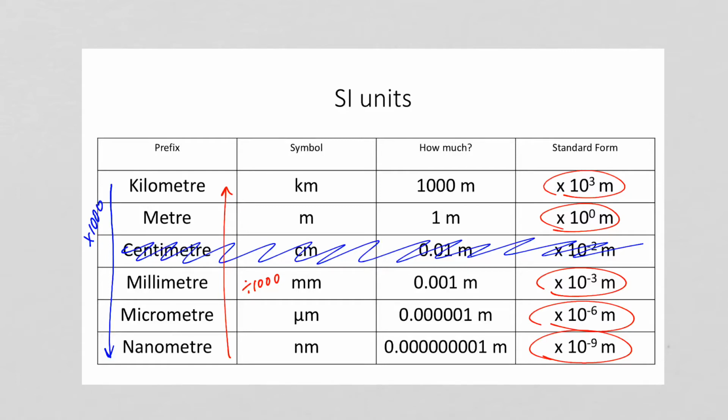For example, if I was going from millimeters to meters, I would divide by 1,000. If I was going from micrometers to nanometers, I would multiply by 1,000. And if I was going from kilometers to millimeters, I would multiply by 1,000 to get to meters, and then multiply by 1,000 again to get to millimeters. Okay. Another way of doing that is by looking at the standard form.